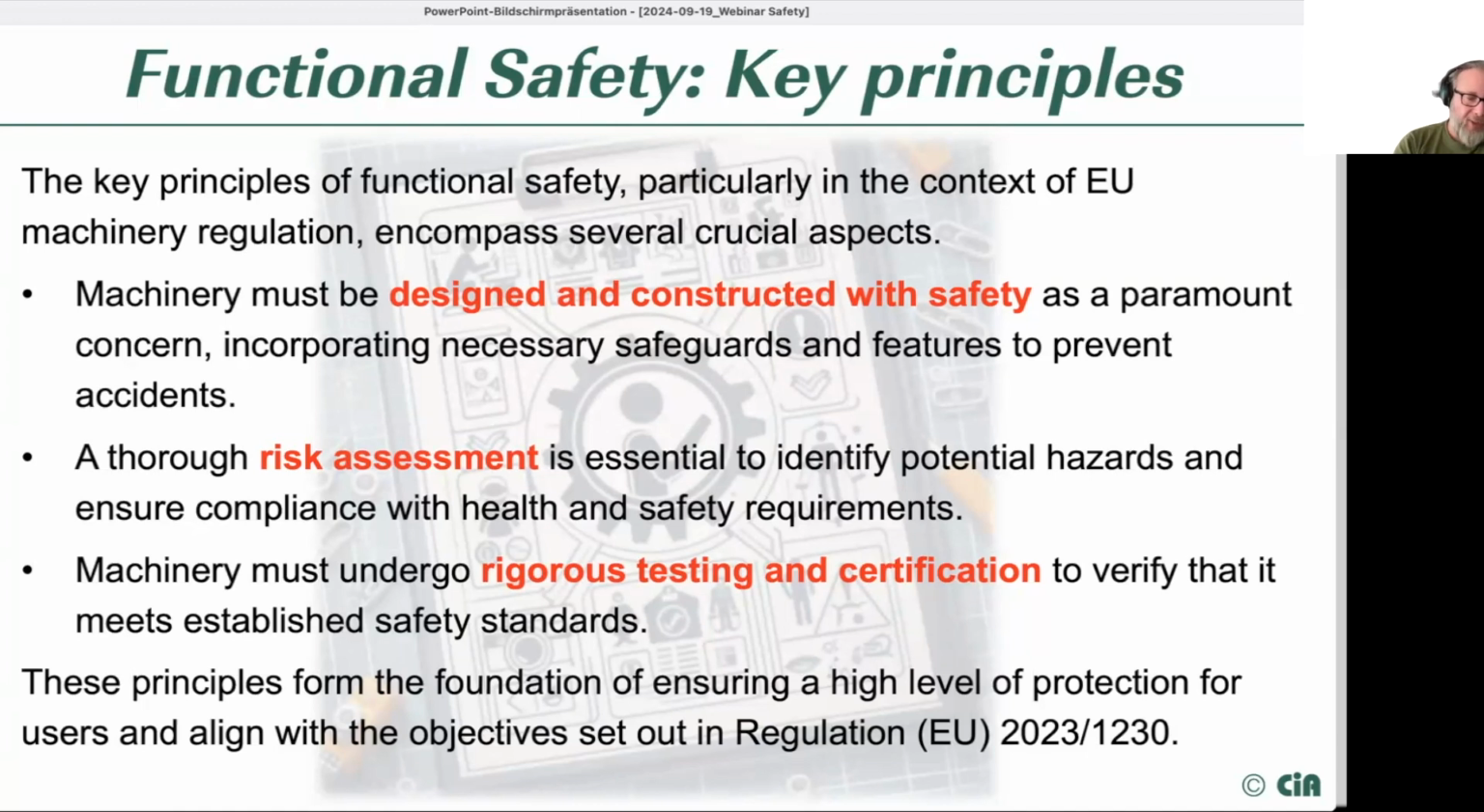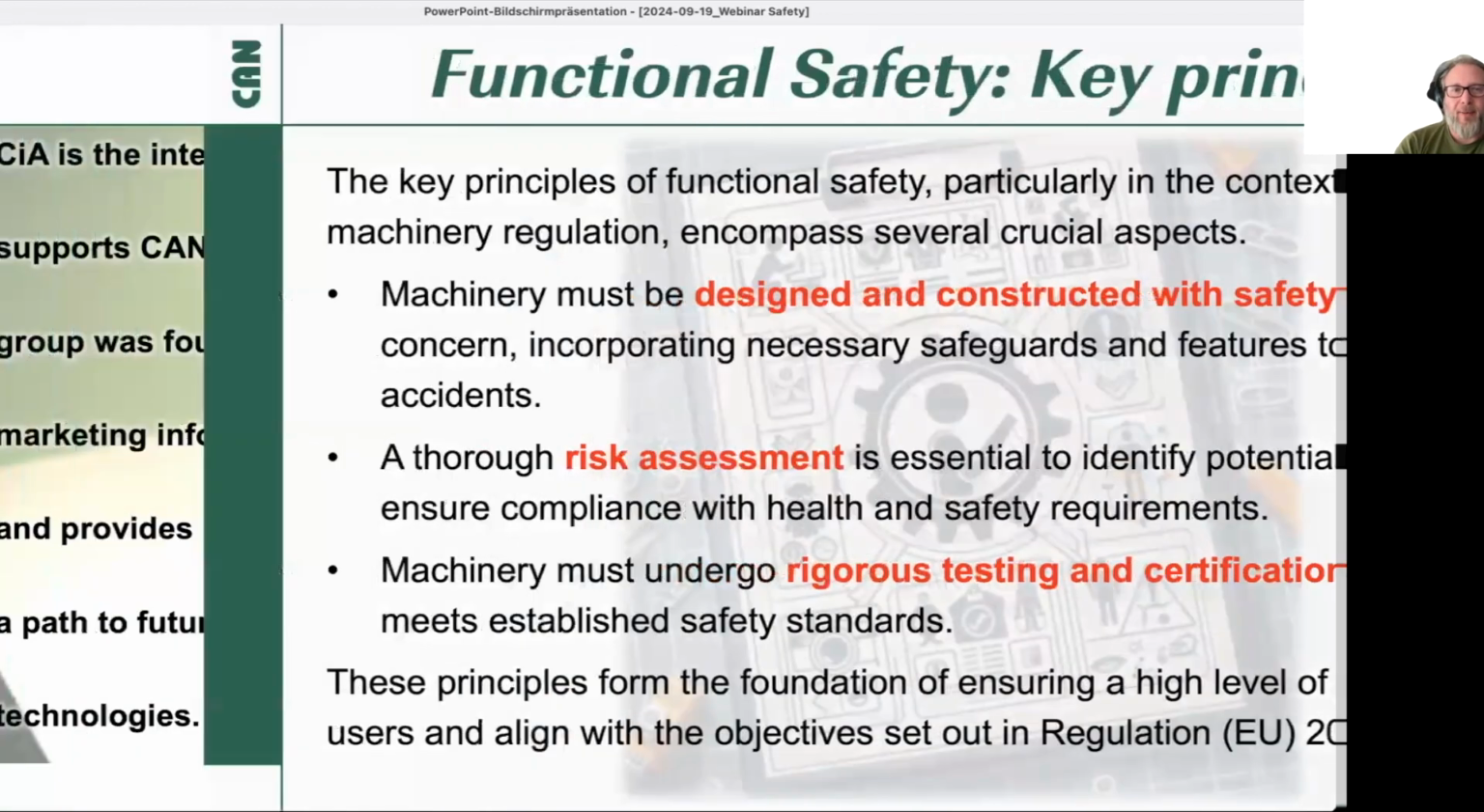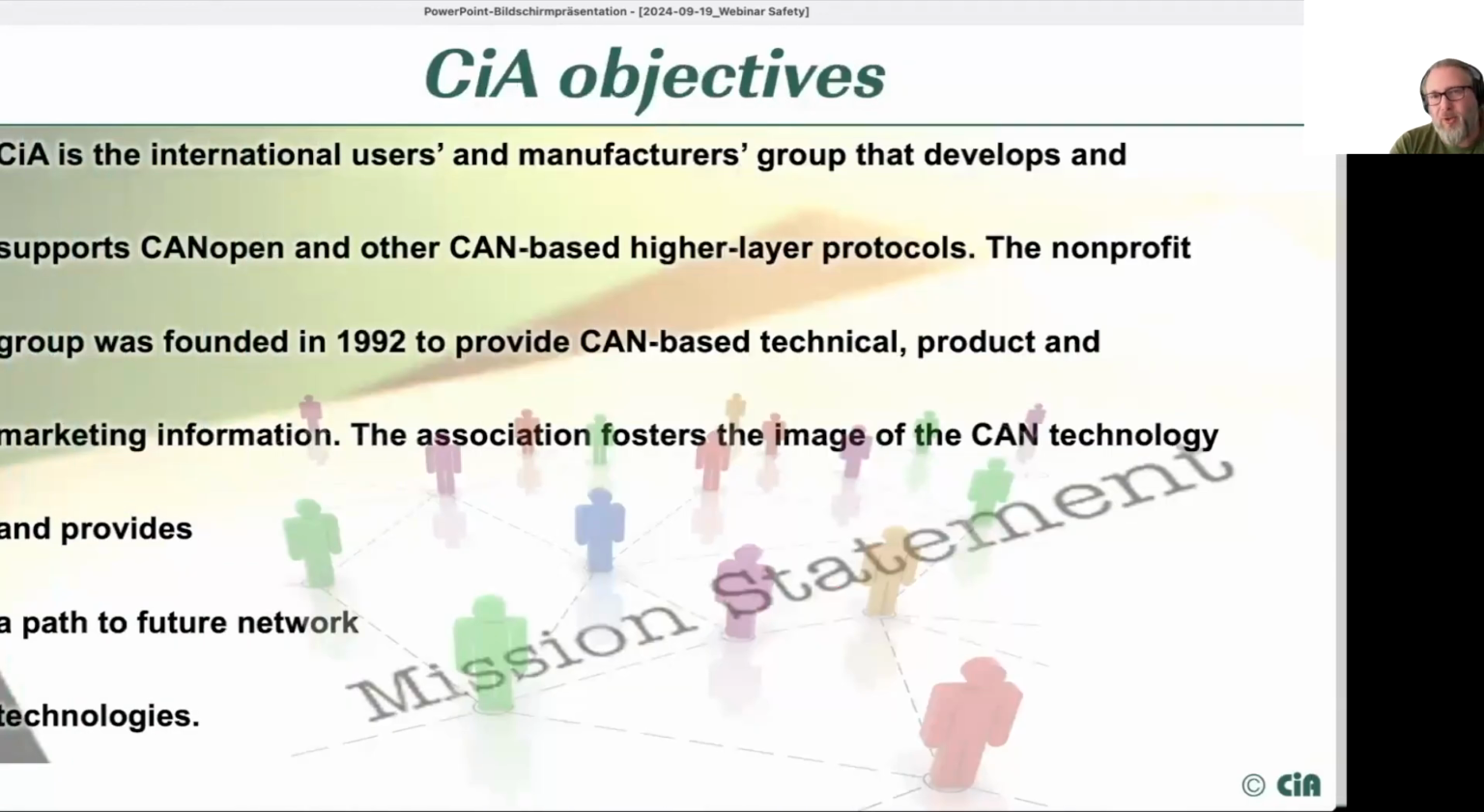Before I go into the details for that topic, I want to shortly introduce CAN in Automation for some of you who don't know us. I want to outline our objective. CAN in Automation is the international users and manufacturers group that develops and supports CANopen and other CAN-based higher-layer protocols. We were founded in 1992 and have provided CAN-based technical product and marketing information since then.